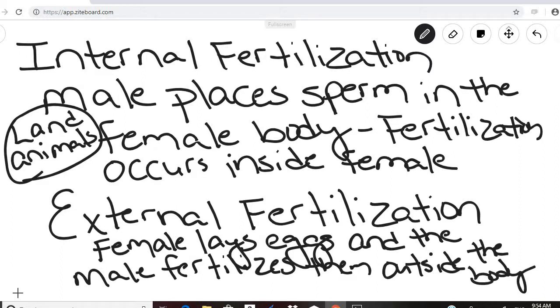Okay, and as we will see, generally we would say that aquatic or water animals have external fertilization. And we'll see that especially today when we start looking at some of those aquatic animals. Okay, so fertilization is either internal or external.